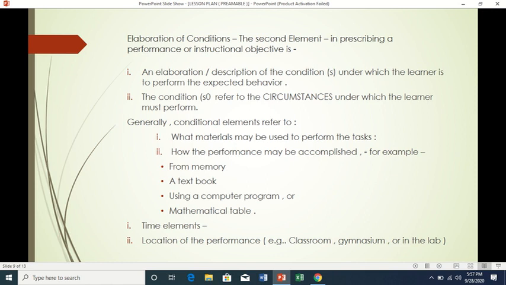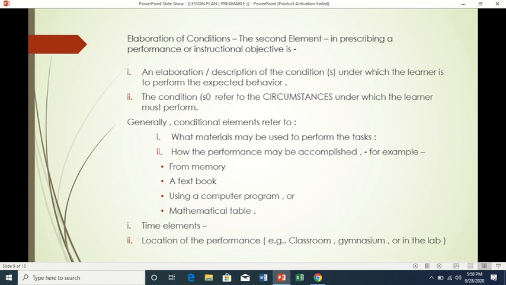Conditions. We want to elaborate. Condition is the second element in a performance or instructional objective. It is an elaboration or a description of the conditions under which the learner is to perform the expected behavior. The condition refers to the circumstances under which the learner must perform.